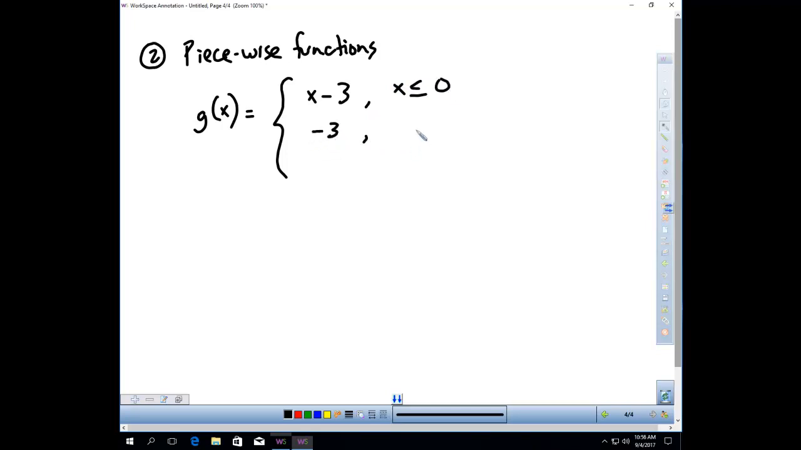When x is less than or equal to 0, the function is defined by x minus 3. When x is between 0 and 1, not inclusive of those numbers, it's just going to be negative 3. And when x is greater than or equal to 1, the function is defined by negative x minus 3.